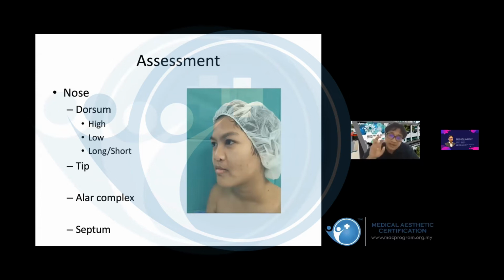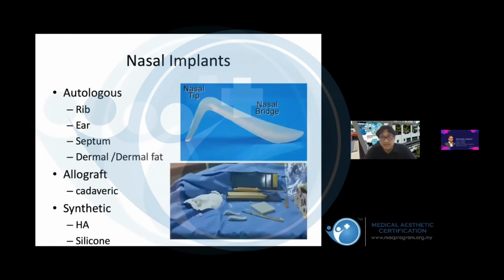So identifying the problem is important. You come in, you assess the patient, what the patient needs, what the patient expects, and then you correct it accordingly. There's no one procedure that fits all. You have to assess everything: the dorsum of the nose, the tip of the nose, the alar complex, the septum. Once you're there, you can correct all this in one operation. The most important thing is you have to understand what the patient wants, and you are able to achieve the patient's expectation.